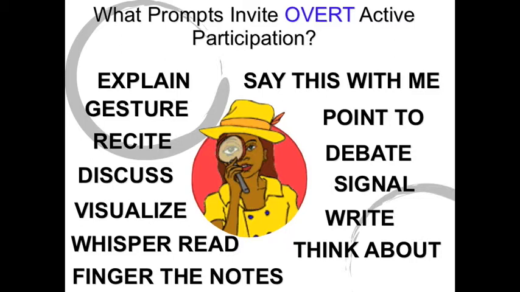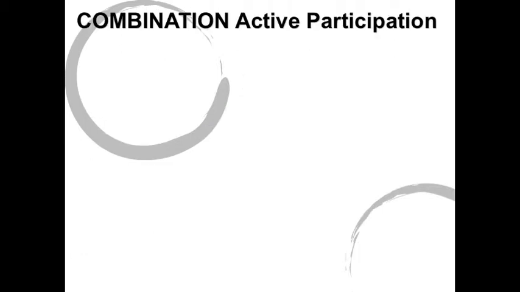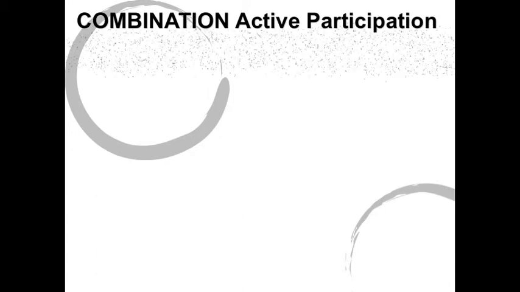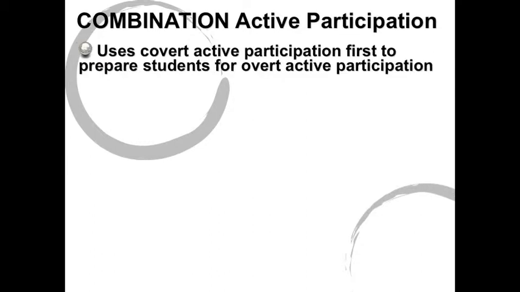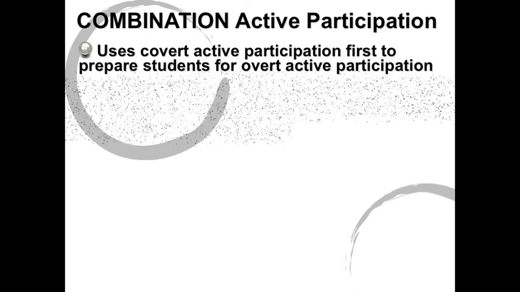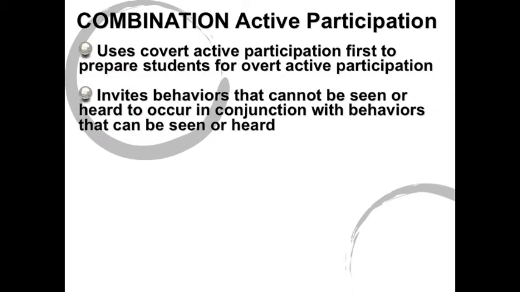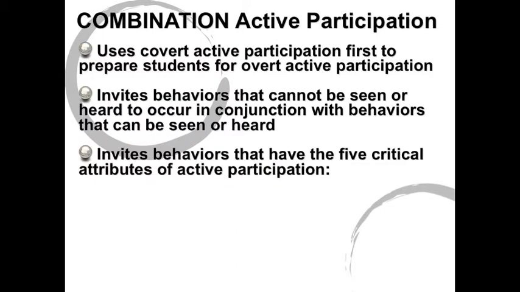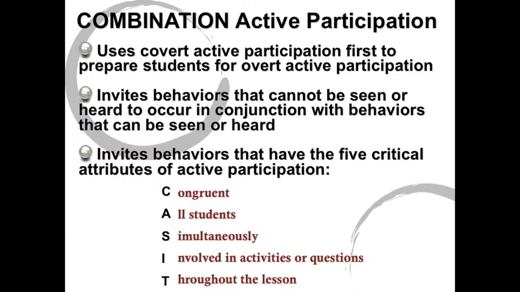The most sophisticated of all is combination active participation. Combination participation uses covert active participation first to prepare students for overt active participation. It invites behaviors that cannot be seen or heard to occur in conjunction with behaviors that can be seen or heard. It also invites behaviors that have all 5 of the critical attributes of active participation.